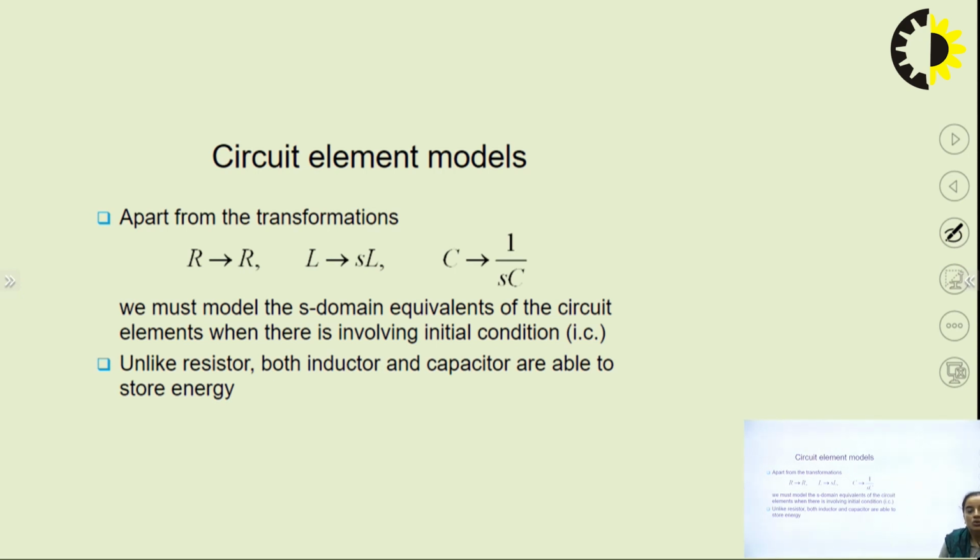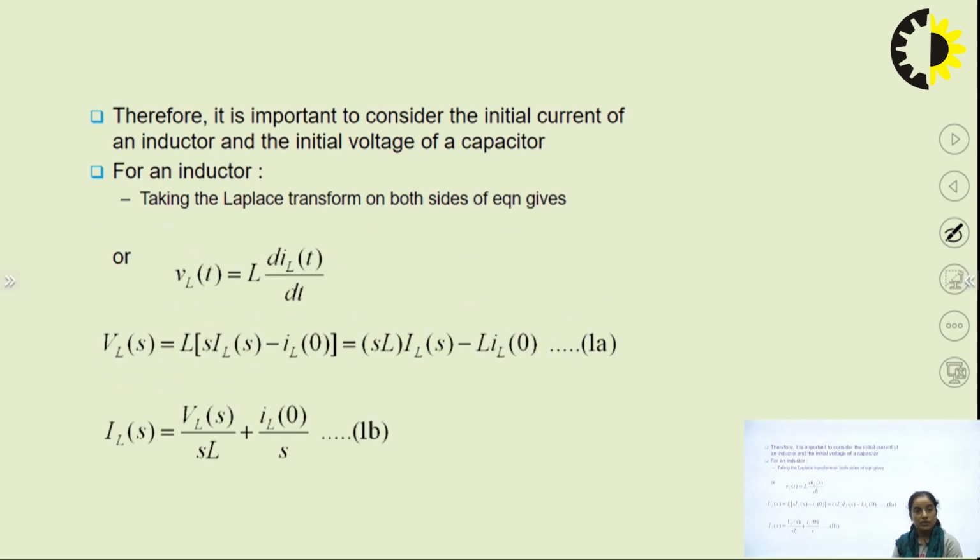Okay, so except the resistor, both inductor and capacitor are energy storing elements. So it is important to consider the initial current of an inductor and initial voltage or charge across the capacitor. Okay, so for an inductor, if we take Laplace transform on both sides, VL is L di by dt, so VLS is S into L IL plus this. So if we calculate the inductor current, ILS is VLS by SL plus IL0 divided by S. So this is the initial condition.